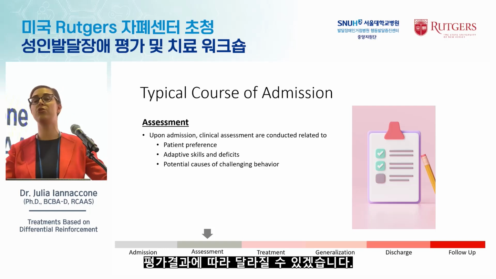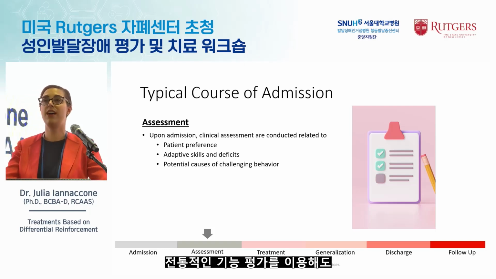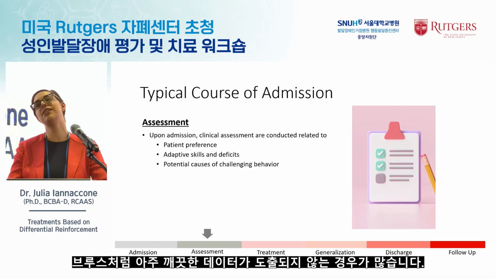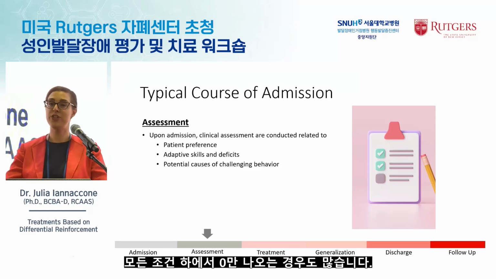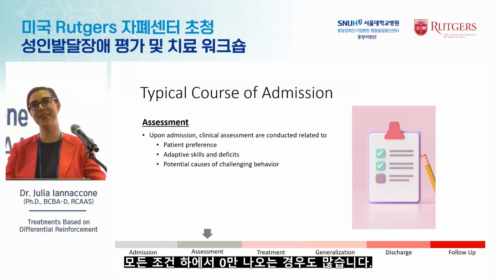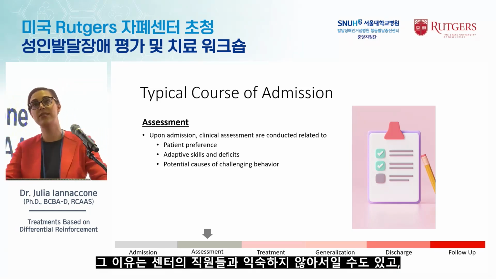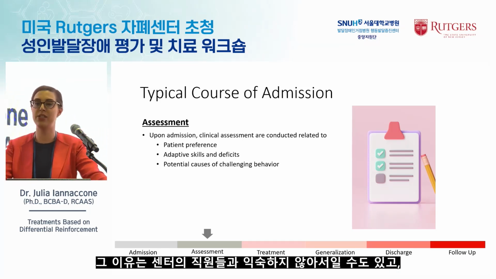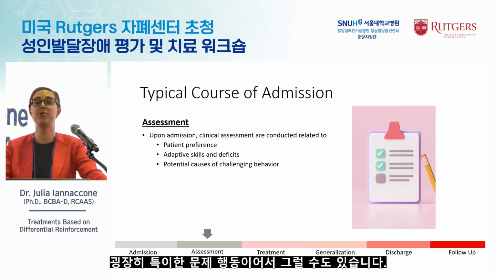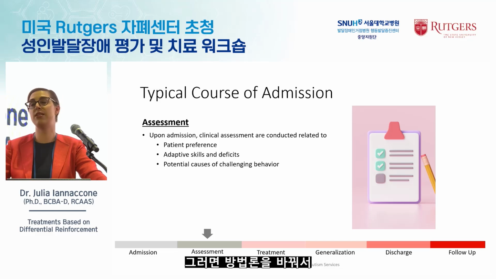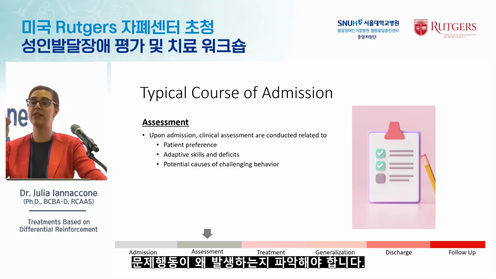So we talked about the traditional functional analysis, but oftentimes we don't get clean data like we did with Bruce. What we get often is zeros in all conditions. That's usually the first result that we get. And so that could happen for a few reasons. It could be because they don't know us, in which case we can do the caregiver FA, which I mentioned, or it could be very specific idiosyncratic functions. And so you just need to change your methodologies to try to figure out why the problem behavior is happening.